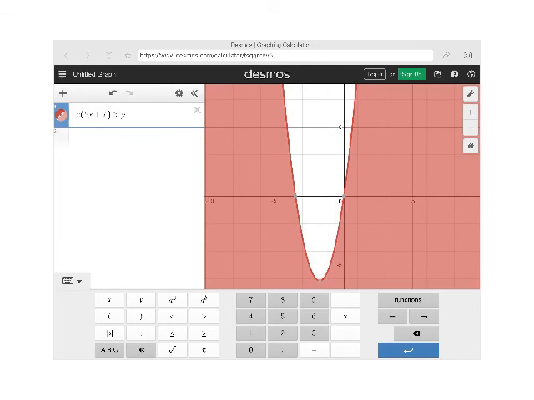So that is a quick rundown of solving absolute value and quadratic inequalities.